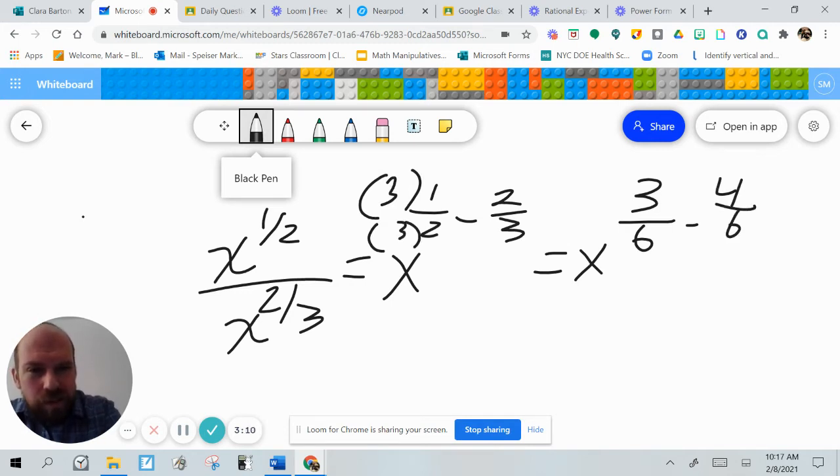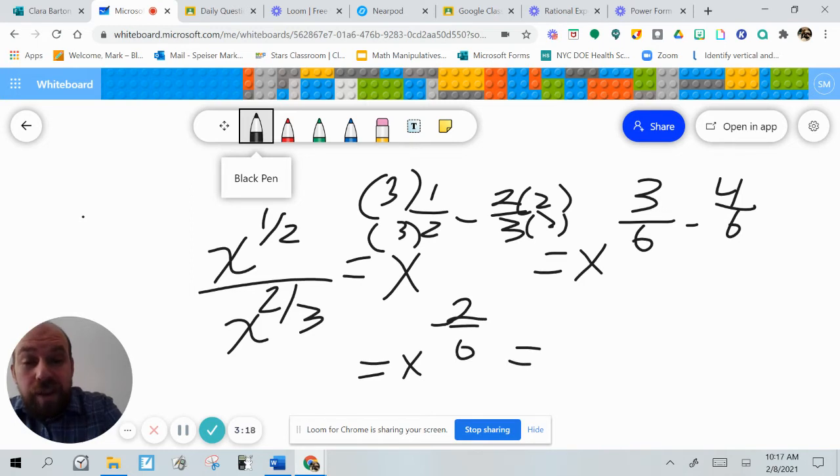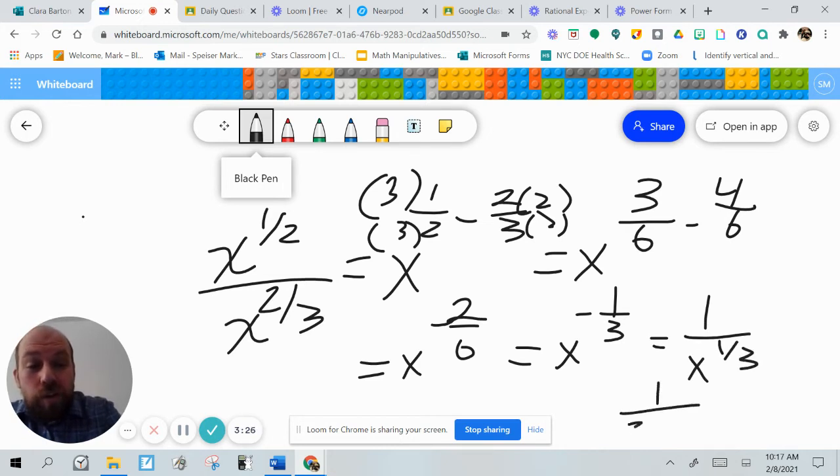Minus 4/6. 3/6 minus 4/6 is negative 2/6. Simplify the fraction, negative 1/3. And remember to write it as 1 over x to the 1/3, or 1 over the 3rd root of x. Remember, same thing with subtraction. Need a common denominator, and then simplify.